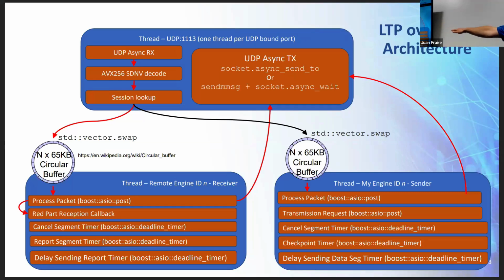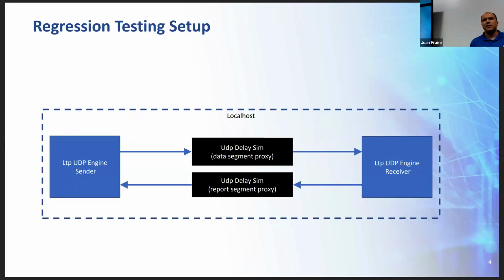You see two other threads in this example at the bottom there. On the left, you see a receiver. On the right, you see a sender. The receiver threads are processing these packets. They're running asynchronous deadline timers. They're calling red part reception callbacks. The sender's calling transmission requests. So all these are doing asynchronous IO within those threads.